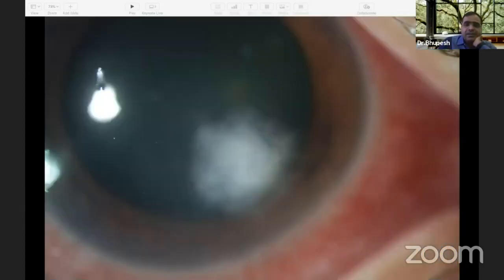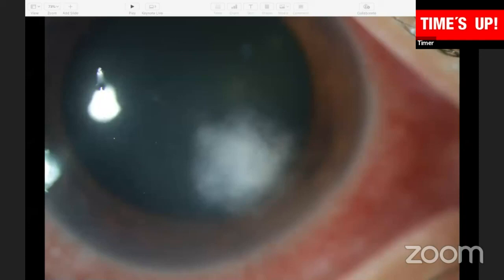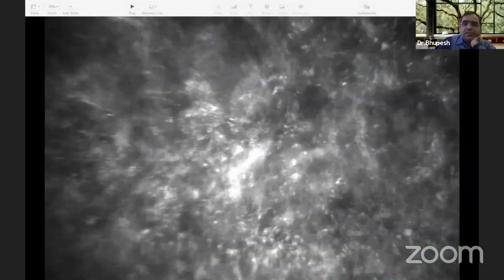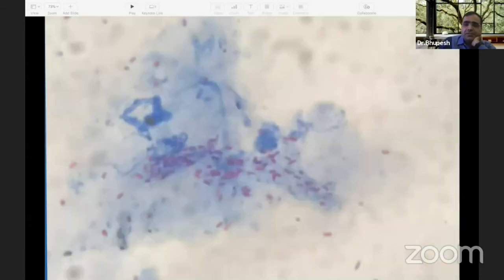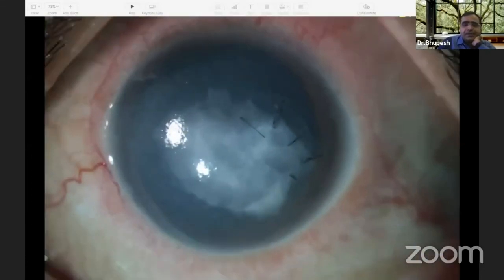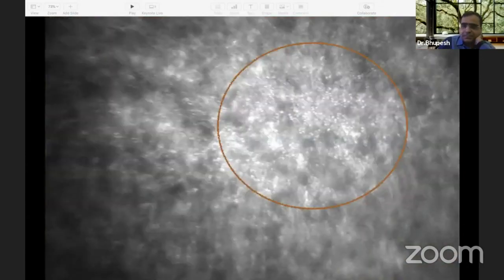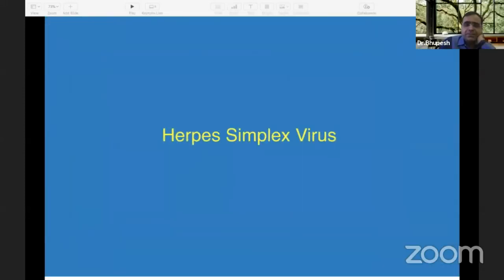Similarly, for one of the other organisms, which is not very commonly seen, if you suspect it you can diagnose it with certainty, either with biopsy or with the help of confocal. Like this case, which underwent biopsy, and in both ways, biopsy as well as confocal, plenty of microsporidia were seen.